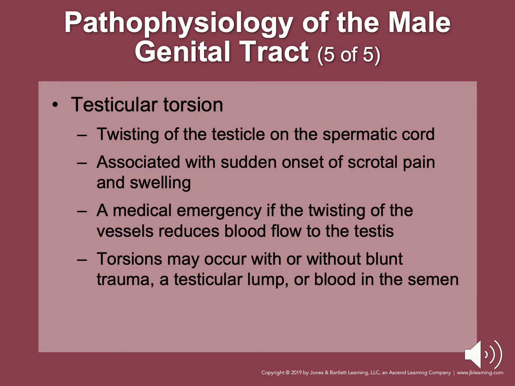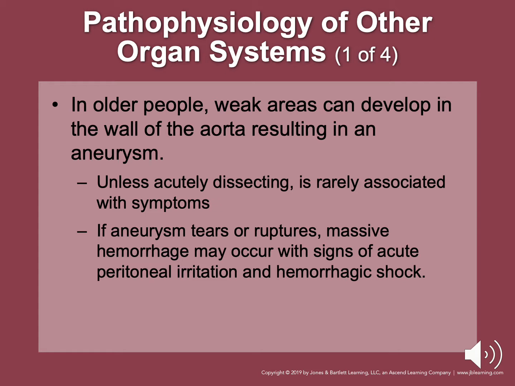Alright. In older people, the walls of the aorta sometimes develop weak areas that swell to form an aneurysm. The development of the aneurysm, unless acutely dissecting, is rarely associated with symptoms. If an aneurysm tears or ruptures, massive hemorrhage may occur with signs of acute peritoneal irritation and hemorrhagic shock. The patient may also report severe pain in the back, and bleeding usually leads to profound shock.